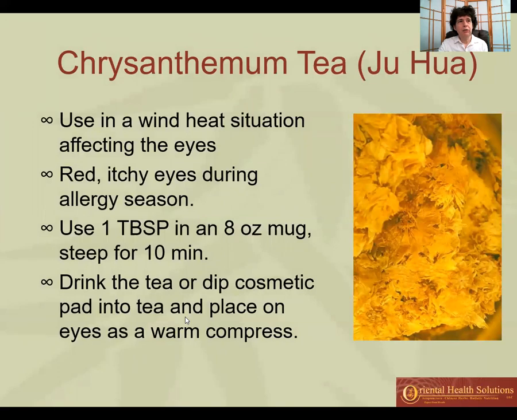Chrysanthemum, juhua, is used in a wind heat situation affecting the eyes. The eyes here are red and itchy while the person is moving through the allergy season. You want to use about 1 tablespoon in an 8-ounce mug, steep for about 10 minutes, and then you can drink the tea and/or dip one of those round cosmetic pads into the tea for a moment, and then just put it on your eyes and rest with it as a warm compress. You can get chrysanthemum tea either at the office, we have it as a bulk herb, or you can also purchase it at a Chinese food store. So either way, you can get it there.